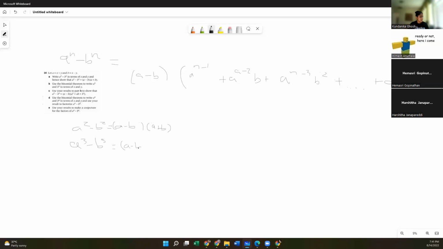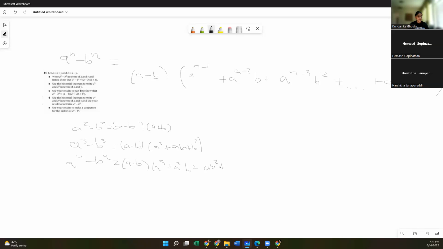But you have A minus B times A squared plus AB plus B squared. Correct? And then you have A to the power of 4 minus B to the power of 4, which is A minus B times A cubed plus A squared B plus AB squared plus B cubed. Oh, goodbye, Himesh. That's B cubed.